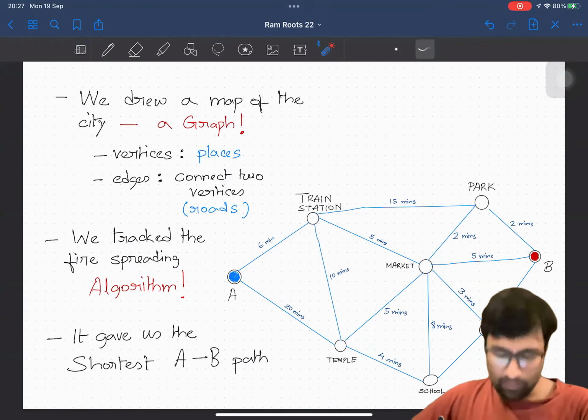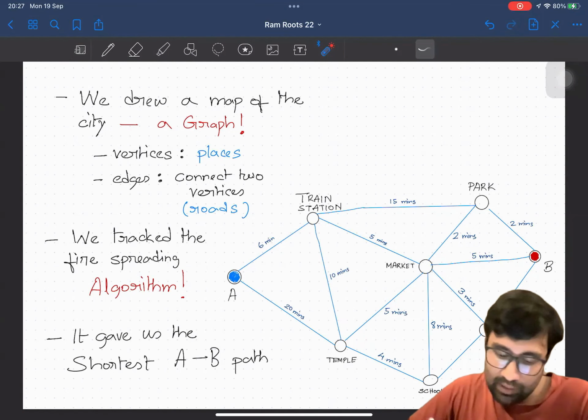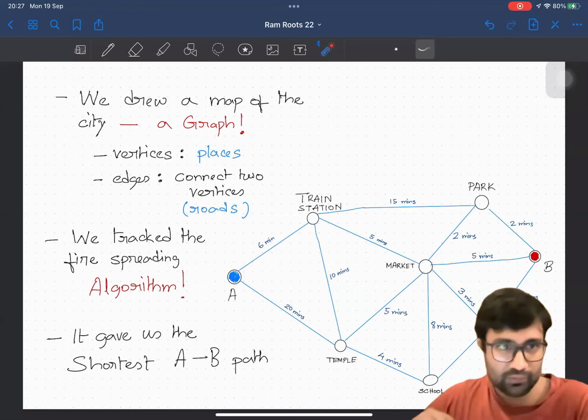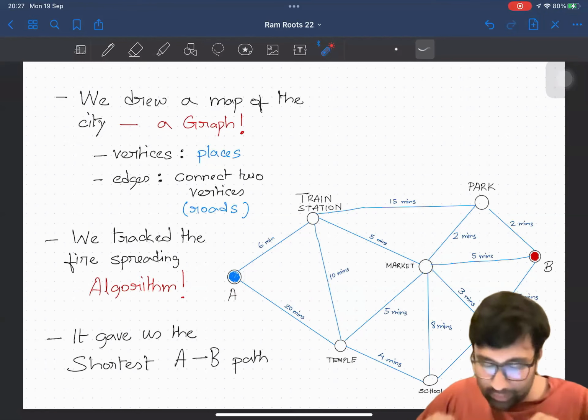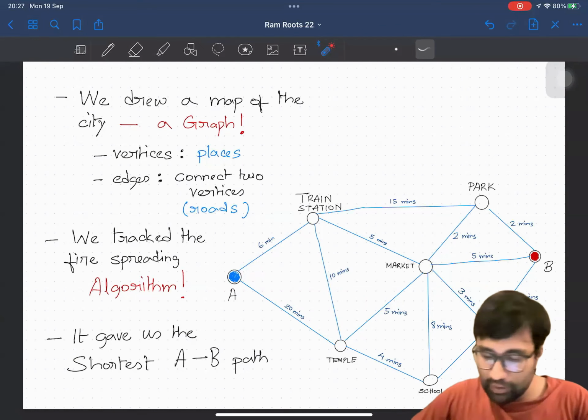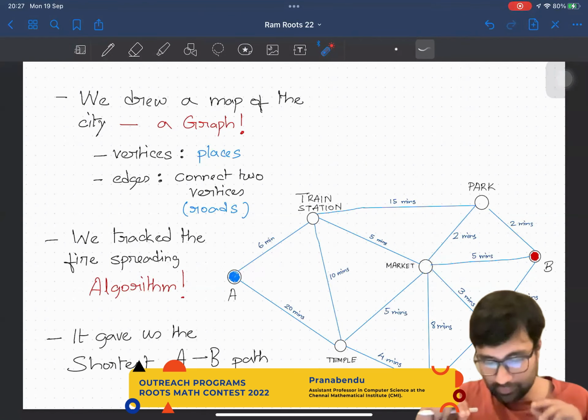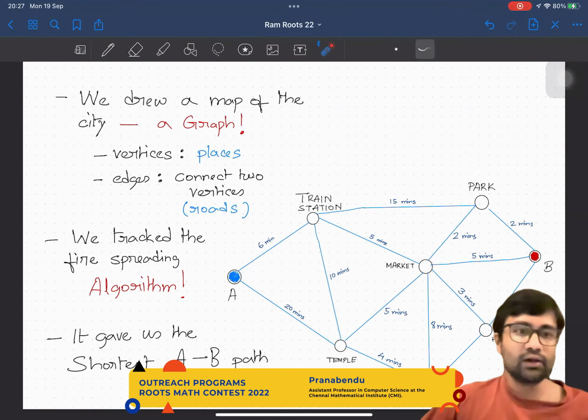Okay. And what we did in this graph is that we tracked how fire was spreading from A towards all the other places, right? So this thing, if we tracked it, it gave us the shortest path from A to B, or shortest path from A to temple, or A to school, or A to market, A to hospital, all those shortest paths, right? So this is what is called an algorithm.